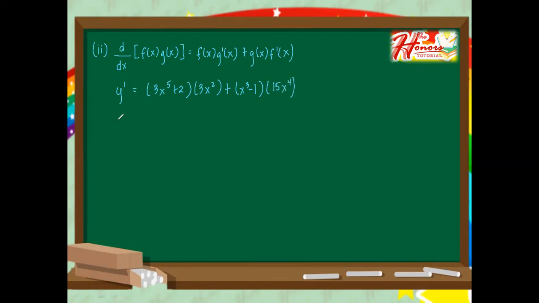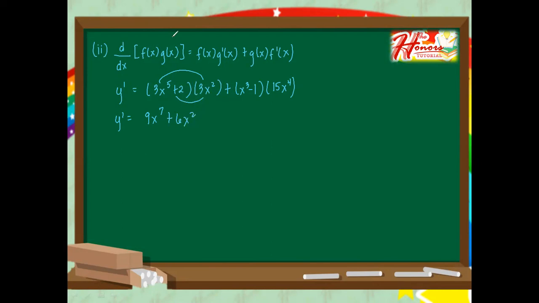And then let's continue solving. So we have here y prime is equal to 3x raised to 5 times 3x raised to 2, and that is equal to 9x raised to 7. Because we multiply 3 and 3, that's 9. Since this is multiplication, we have to add the exponents. That's 5 plus 2, so we have here 7. Next, 2 times 3x squared, that is positive 6x squared.